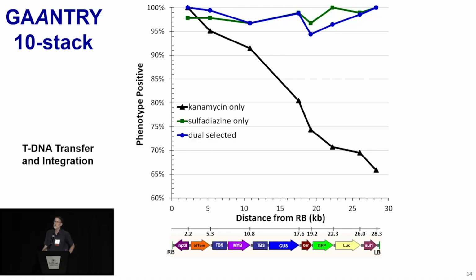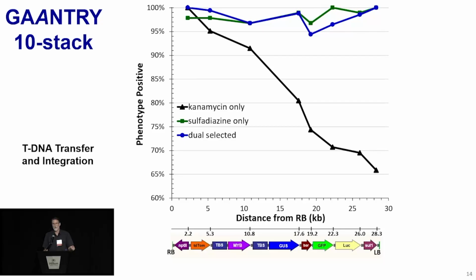Interestingly, even if we just select using only sulfadiazine, which is the marker near the left border, what you can see is that over 90% of the plants still had all 8 phenotypes. And that's because, getting back again to putting your selection marker near the left border, it ensures that a complete tDNA transfer had to occur to deliver that part of the construct. And so that worked really well.